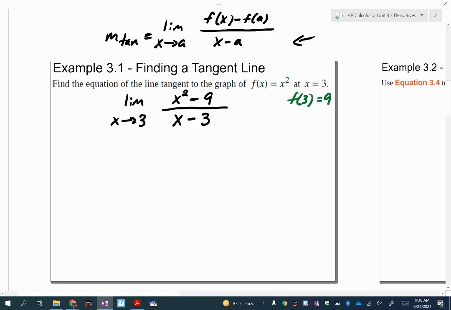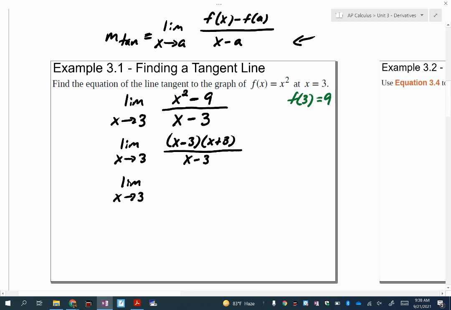Now, if I were to try to evaluate this limit, like we did in unit 2, our unit on limits, you would notice I have a problem, right? 3 minus 3 is 0 in the denominator, and actually 3 squared minus 9 is also 0. So I wouldn't be able to find it, but we know we can factor. All right, we can factor that numerator because it is the difference of two squares. So that's going to be x minus 3 times x plus 3.